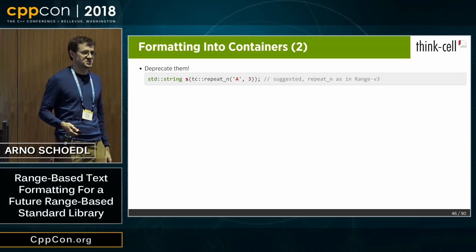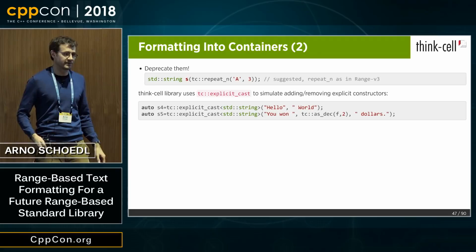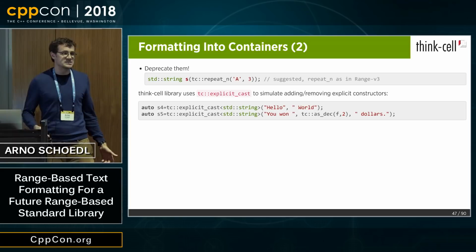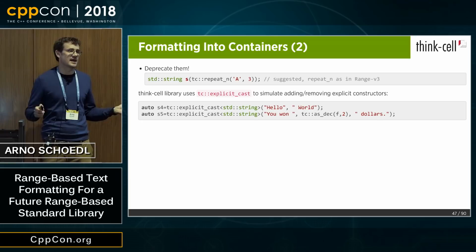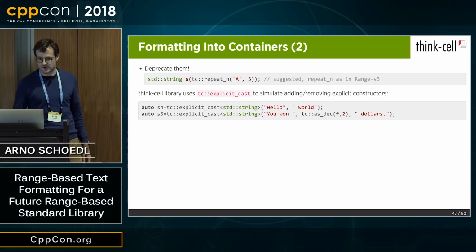Of course, we did not just go through the standard library and hack out all the constructors, right? They're not quite that brutal. So what we did in the library is we invented this explicit cast that is pretending as if we could influence what kind of explicit constructors a particular existing type has. So what we're really writing is something like explicit cast std::string and then whatever arguments you pass to std::string.